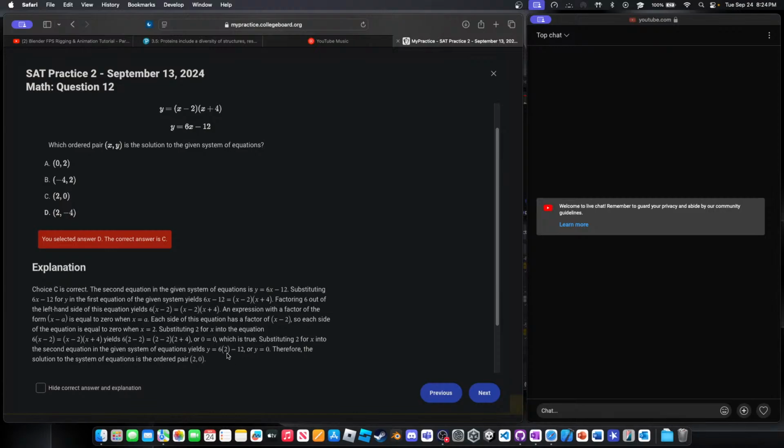Into the second equation. Okay. You have to put 2 into the other equation as well. So you would have to do 6x minus 12. And then 6 times 2 minus 12 is equal to 0, right? And then 12 minus 12 is equal to 0. No, that just proves that 2 is a solution. So what about 0?